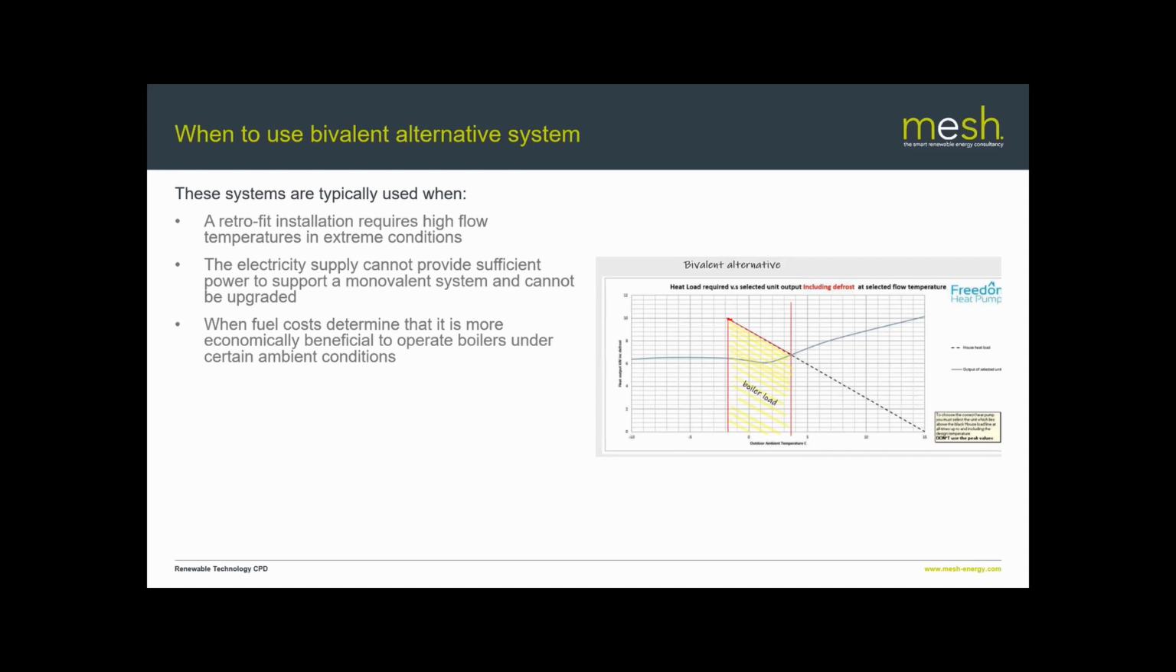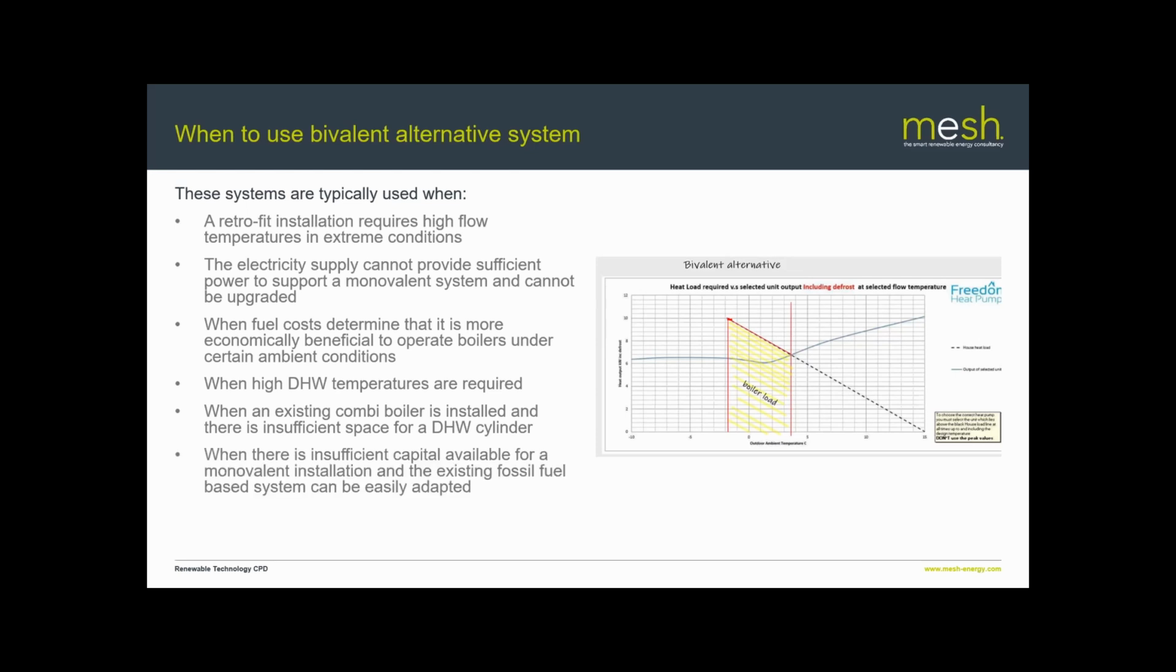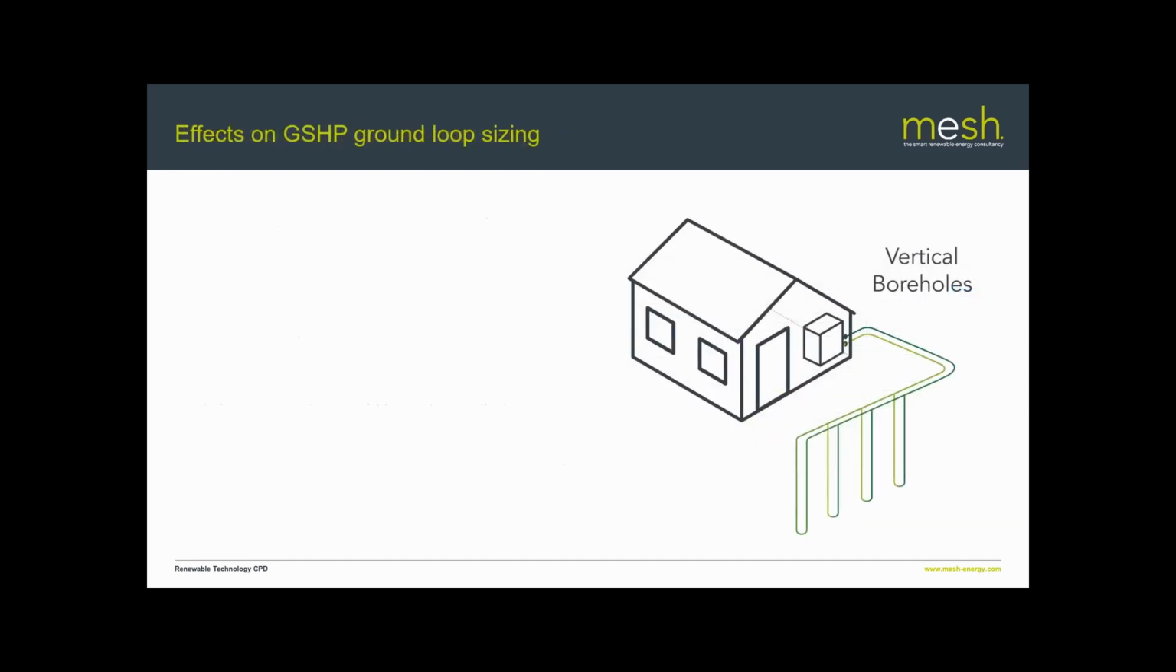Bearing in mind also that what you can do with the heat pump is weather compensate it, so you can lower the flow temperatures as the ambient temperature starts rising. Again, we might use a bivalent alternative system when very high domestic hot water temperatures are required, or when there's an existing combi boiler. So all these situations can be beneficial for a bivalent alternative system. And finally, the additional capital requirement as well.